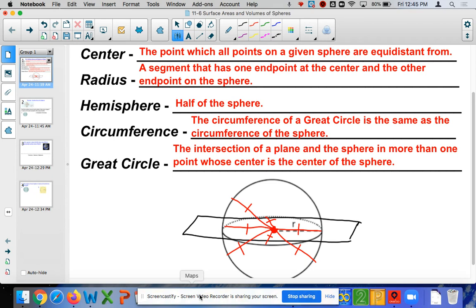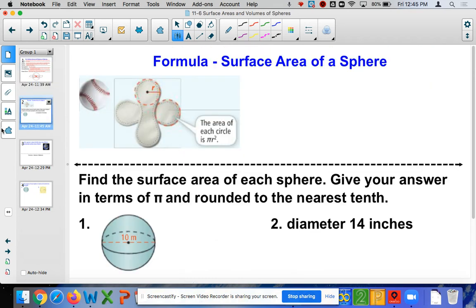We're going to jump right in and give you a formula. We're going to give you the formula for the surface area of the sphere first. Surface area is 4 pi r squared. Why times 4? Because we know the area of a circle is just pi r squared. Look at the diagram of the baseball on the left. This kind of outlines a sphere. There are 4 circles on there, hence the 4 pi r squared.